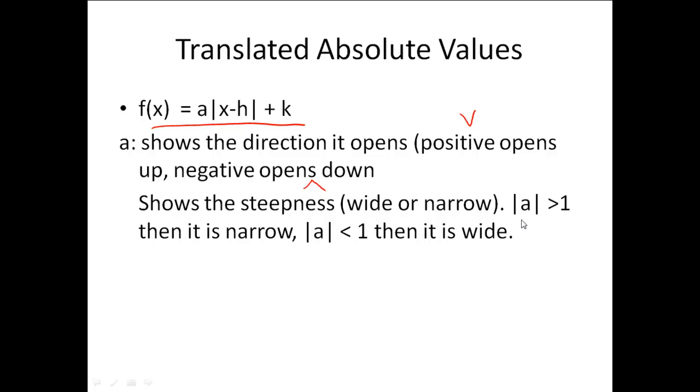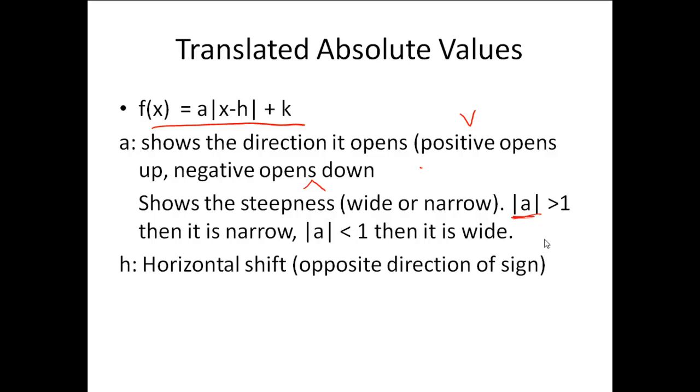Now, the rule here is that if the absolute value of a is greater than 1, it's going to be narrow. So that would have been like having the 3. The reason we do the absolute value is because the positive or negative portion doesn't tell us steepness. That tells us the direction that it opens. So for steepness, we actually have to look at just the number portion of it, not the sign. So if the absolute value is bigger than 1, it's going to be narrower. If the absolute value of a is less than 1, it's going to be wider. And this is all compared to the parent function.